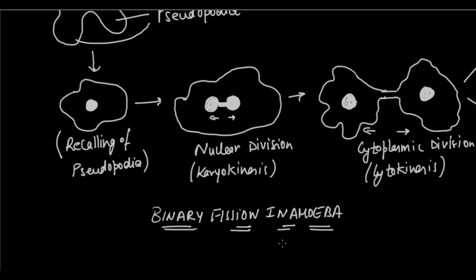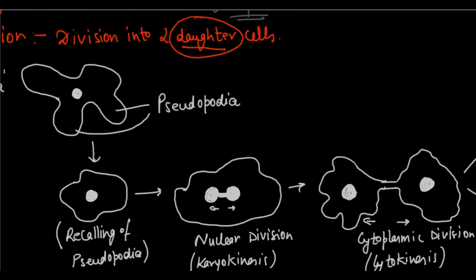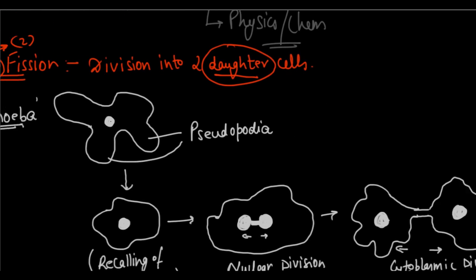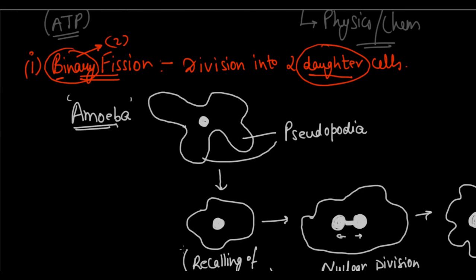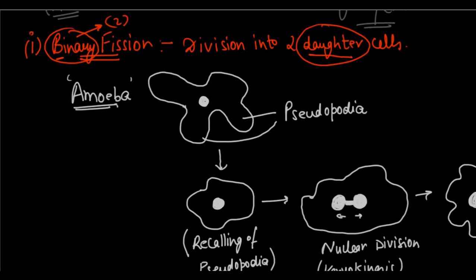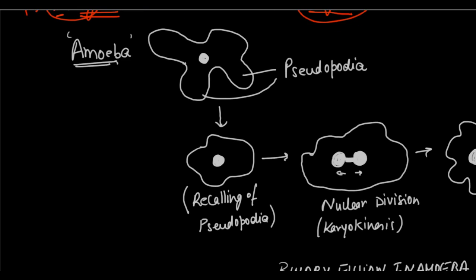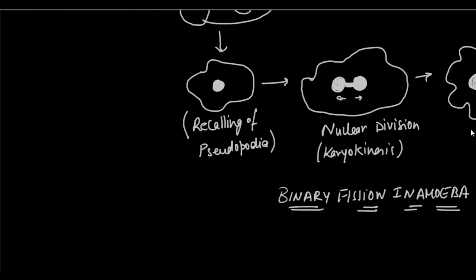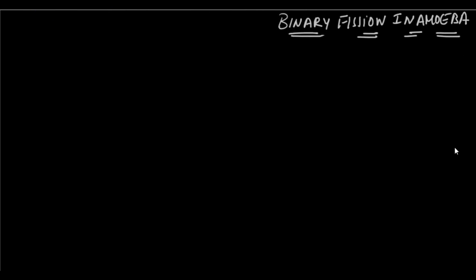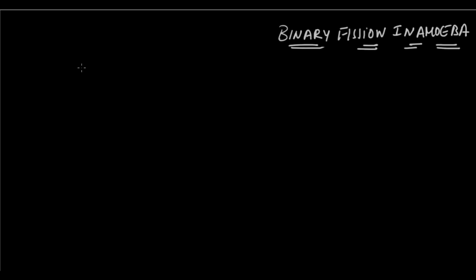So this is how binary fission takes place in amoeba, and it's one example of this process. I hope that's clear to you. This diagram is very, very important from your examination point of view. Please go through your textbook as well. It's a very easy diagram to draw, nothing so tough. So that's the process of binary fission, breaking into two daughter cells.